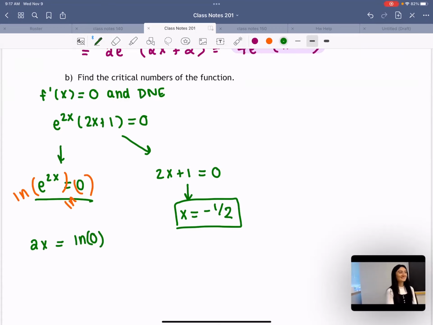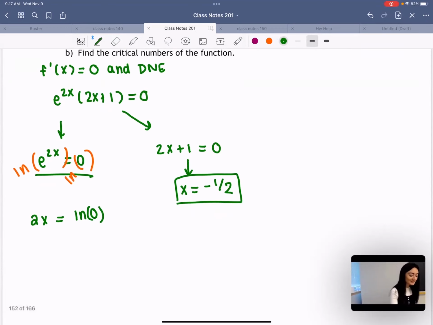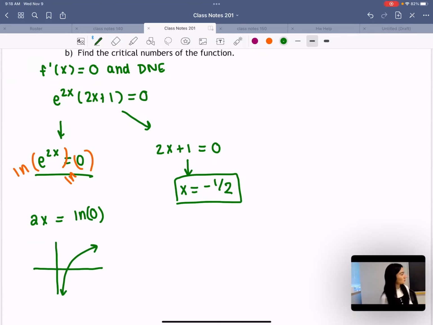Okay, what's the natural log of 0? That doesn't exist, right? The reason it doesn't exist is because if you ever graph the natural log function, it looks like this. There's a vertical asymptote at x equals 0. So 0 is not in the domain of natural log. There's no value that I can take e to and get 0. Okay, so this actually gives us no solutions here. So there's no value where e to the 2x actually equals 0. Okay, so we're kind of at a dead end there.